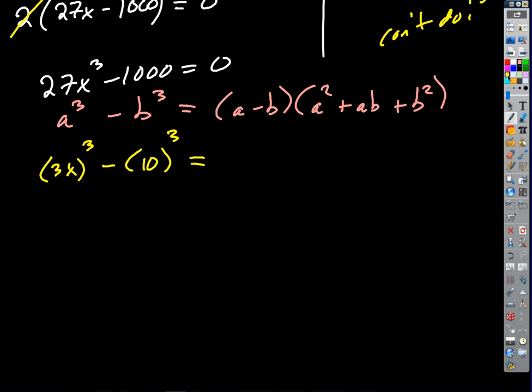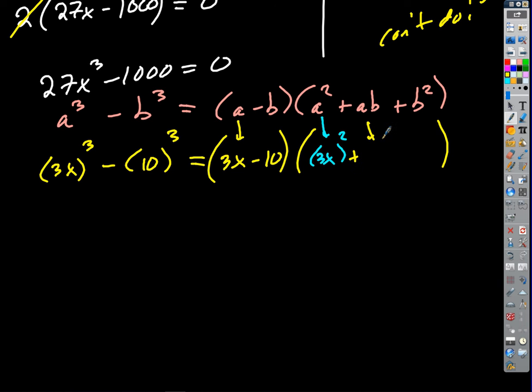Okay, so now all we got to do is just fill that stuff out. We're going to fill in the blanks with what our a and our b are. So what's a going to be here? 3x. Good. What's b? 10. Okay, here's the one part that's kind of tricky. What is a squared? A is what? 3x. So I have to square out the whole 3x. See what I'm saying?